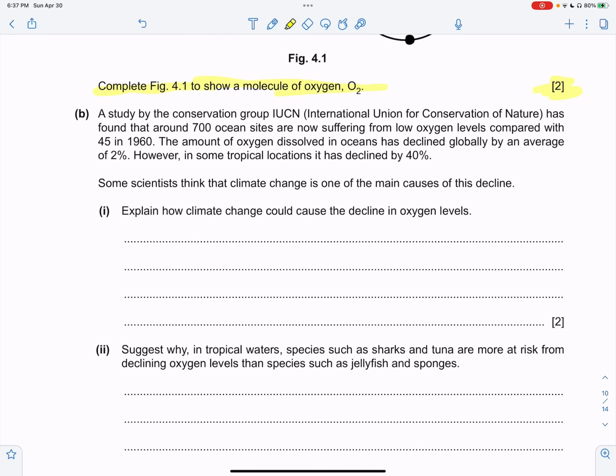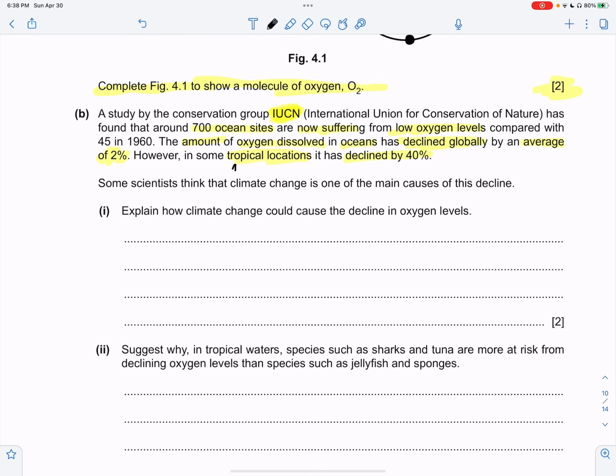Studied by the conservation group, the IUCN, the International Union for Conservation of Nature, who also produce the red list, which I covered 2 videos ago, has found that around 700 ocean sites are now suffering from low oxygen levels compared with 45 in 1960. The concentration of oxygen dissolved in oceans has declined globally by an average of 2%. However, in some tropical locations, and that's a hint, it's declined by 40.